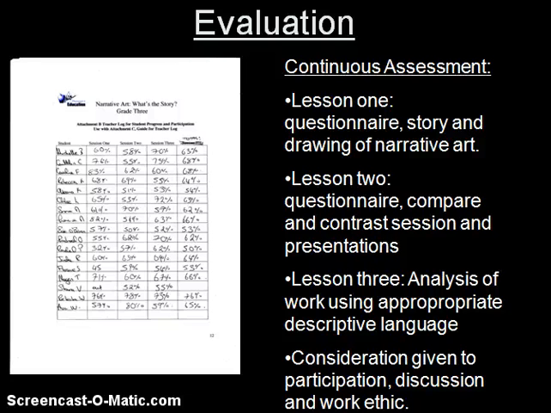Continuous assessment strategies included questionnaires, story and drawing and narrative art, compare and contrast sessions, and presentations. It also included the analysis of work using appropriate descriptive language. Throughout this scheme, I considered their participation, discussion, and work ethic within the class.